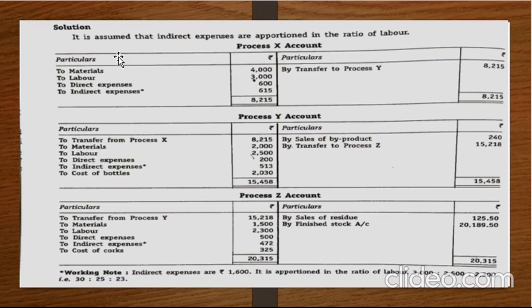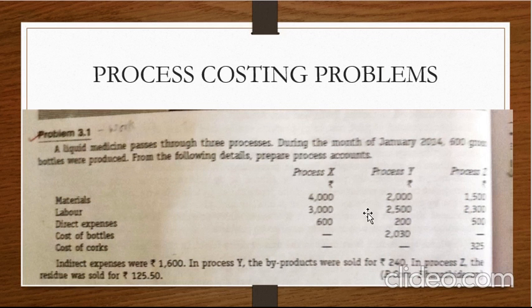This is the solution. It is assumed that indirect expenses are apportioned in the ratio of labor. Here they have given the labor. The indirect expenses were 1600, but they have not stated how they are apportioned. So you need to assume that these indirect expenses are always apportioned based on your labor. Your labor amount is 3000 for X, 2500 for Y, and 2300 for process Z. So you will take the proportion of it and calculate the indirect expenses for all three processes.